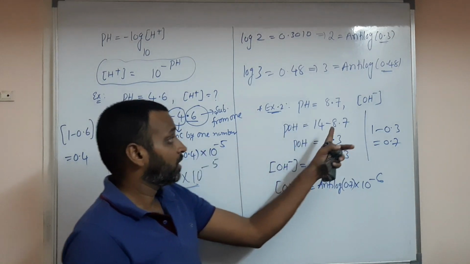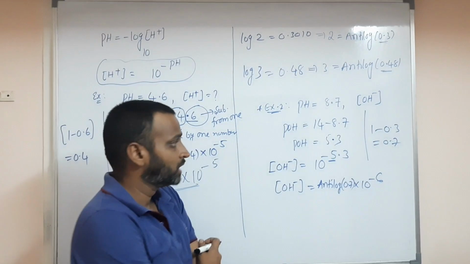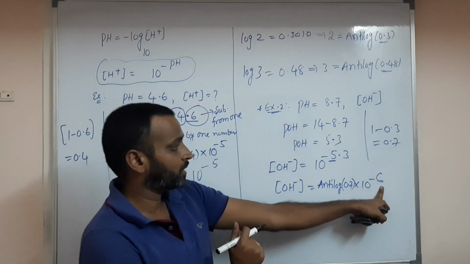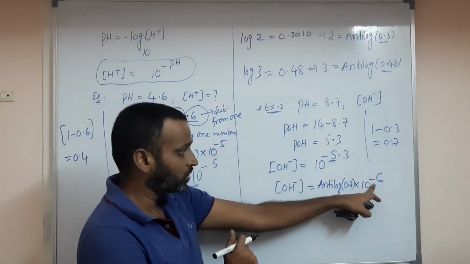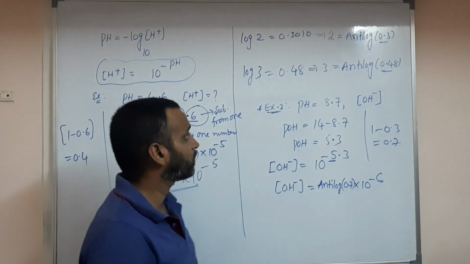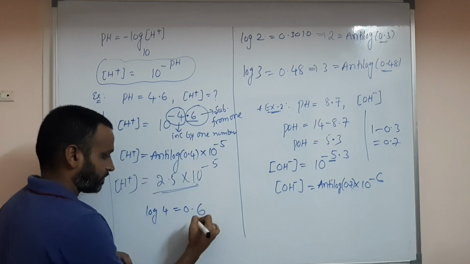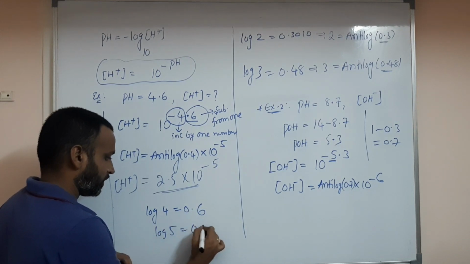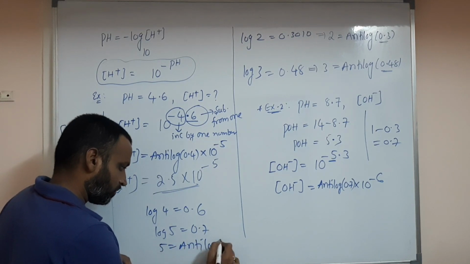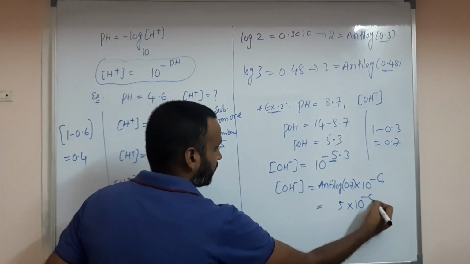14 minus 8.7, I got pOH 5.3. So the concentration of OH minus is 10 power minus 5.3. This number increased by 1, so 10 power minus 6. 5 next number. Don't forget negatives here, because in one of the options they will give plus 6. Anti-log of 0.7, everybody knows what that is. Log 4 is 0.6. Log 5 is almost 0.7. So 5 is equal to anti-log of 0.7. That's it. So you can write 5 into 10 power minus 6.